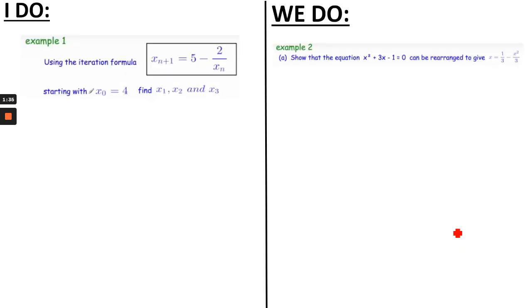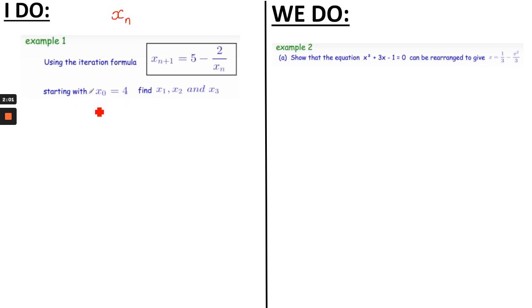Okay, now iteration looks quite complicated, but it's quite straightforward. If you've got the current number, we say that's xn. This notation means the next number in the sequence, so it's our current number plus 1. To work that out, you do 5 minus 2, that always stays the same, 5 minus 2 divided by the last number in the sequence.